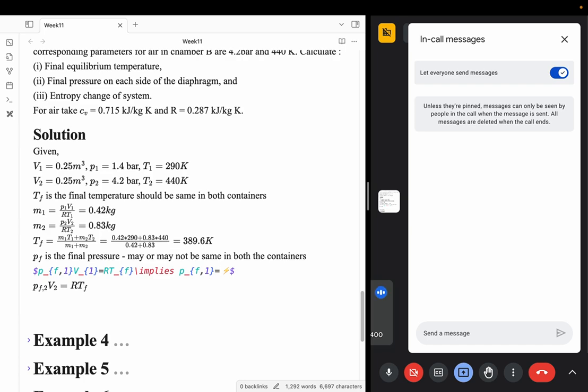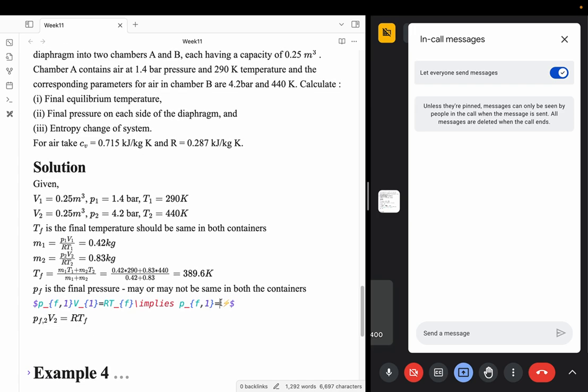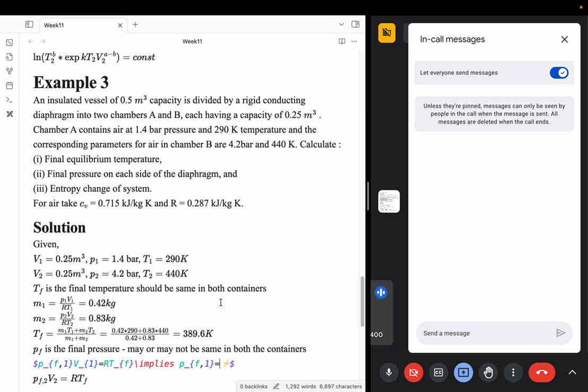Initial pressure is 1.4 bar and the temperature is how much? Less than double, right? It's a constant volume process, so it is 1.4 bar and your temperature is less than double. So your pressure should also be less than 2.8. No, we are not removing the diaphragm.